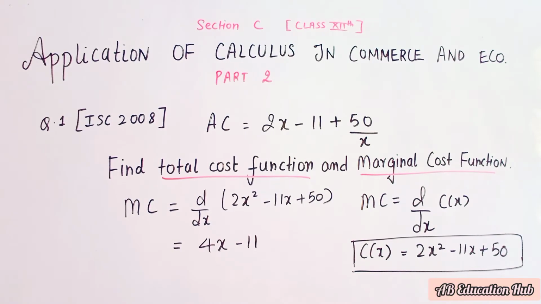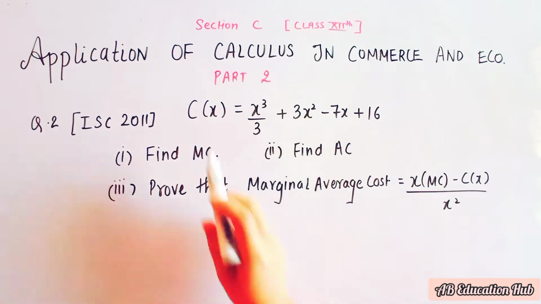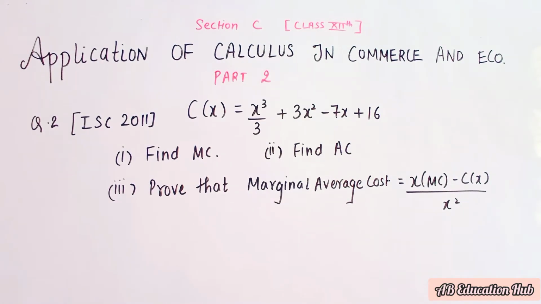Now let us try out the next question. This is a question from ISC 2011, and let me read the question. It states that given the total cost function for x units of a commodity is C(x) equals x cubed by 3 plus 3x squared minus 7x plus 16. The first part is to find MC, that is the marginal cost. The second part is to find AC, that is the average cost. The third part is to prove that marginal average cost is equal to (x multiply marginal cost minus C(x), that is the cost function) by x squared.